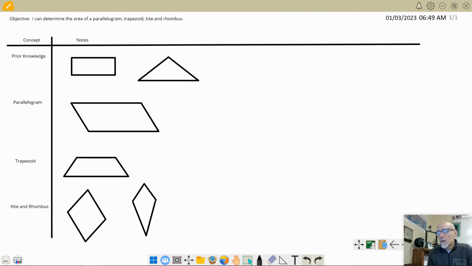All right. So let's just talk about basic area for just 1 second. Please put the video on pause, structure your notes like this. We have parallelogram, trapezoid, kite, and rhombus that we're going to talk about today. But they all rest on us understanding a basic rectangle and a triangle.